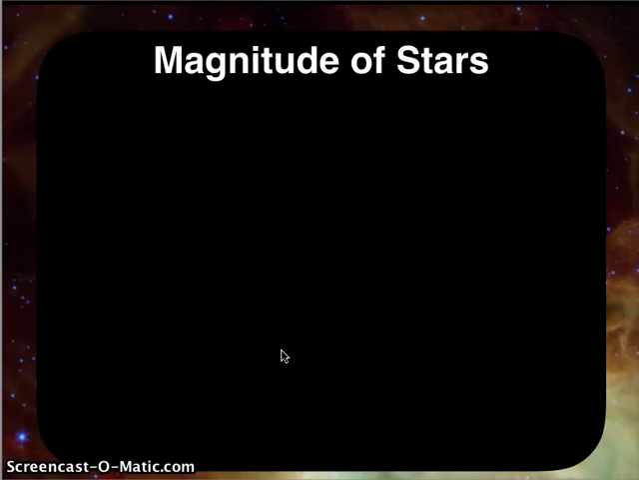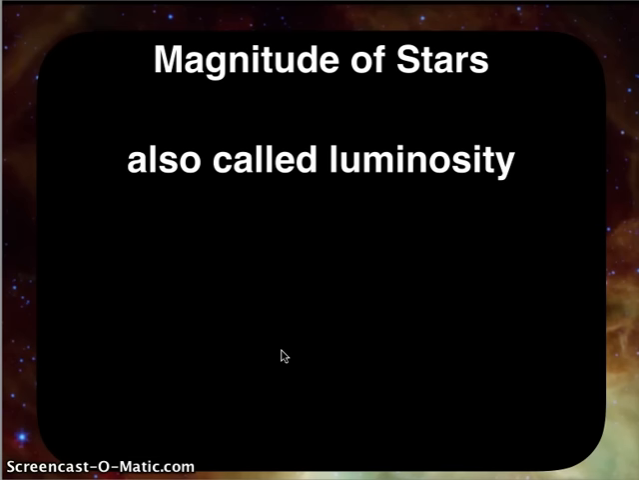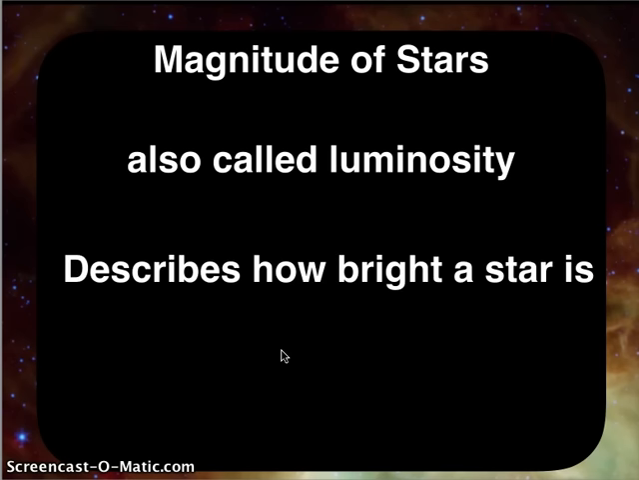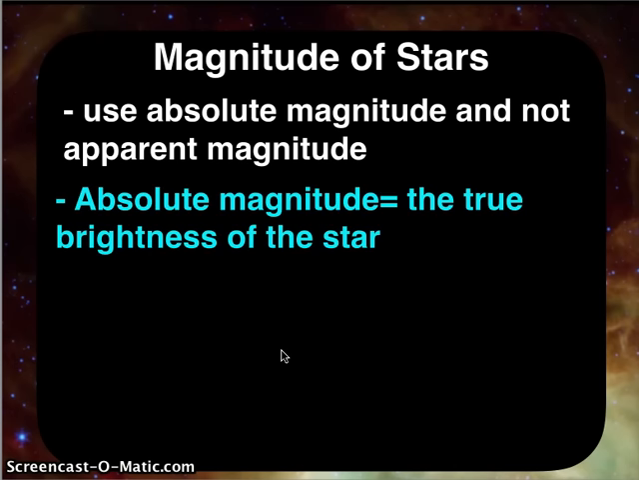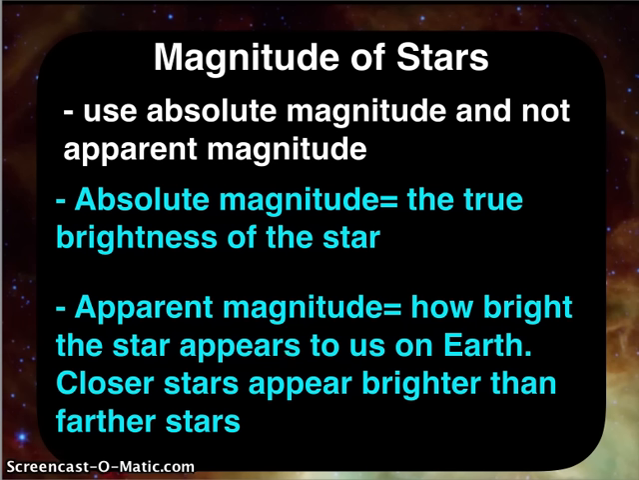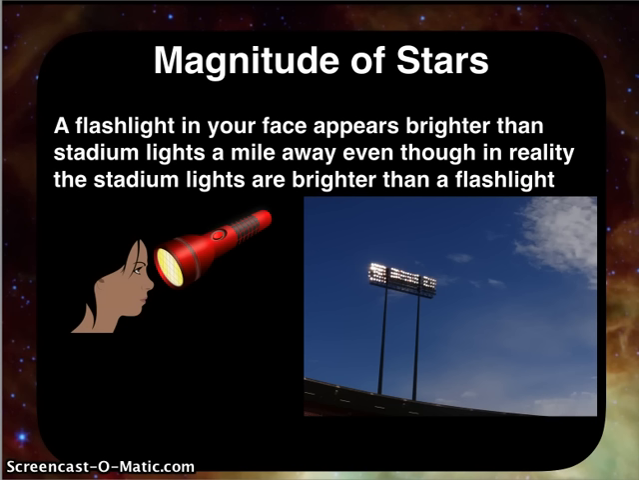Magnitude of stars. This is also called luminosity, and it describes how bright a star is. Scientists use the absolute magnitude and not the apparent magnitude. The absolute magnitude tells you the true brightness of the star. The apparent magnitude is how bright the star appears to us on Earth. Closer stars appear brighter than farther stars.